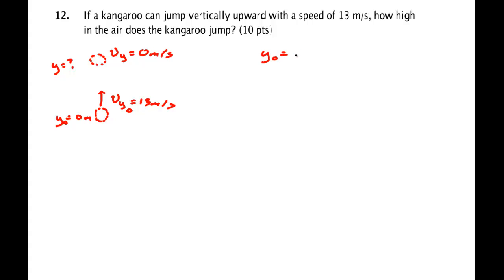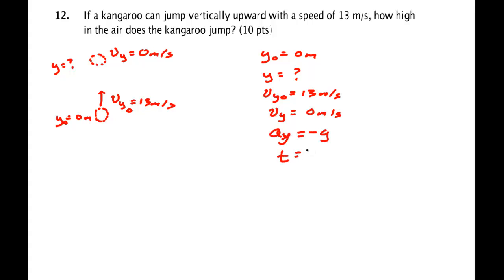So y naught is 0 meters. Y, don't know. Vy naught is 13 meters per second. Vy is 0 meters per second. Ay is minus g, and t you don't know. One-dimensional problem, two unknowns, three equations. To find out how high they get, you have Vy squared is Vy naught squared plus 2 times minus g times delta y.